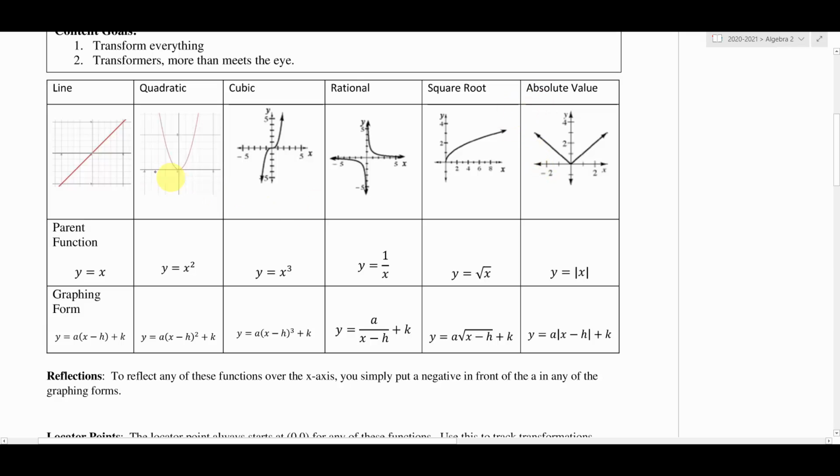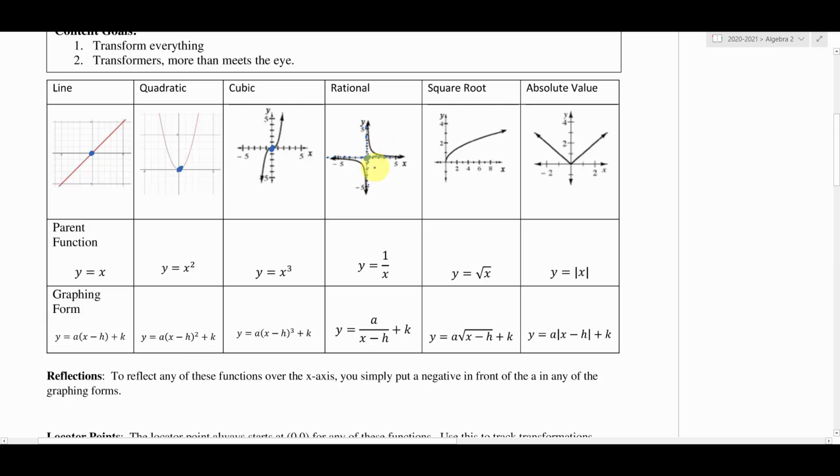Something that didn't get drawn in, you might want to draw on, are the locator points. All of these functions have locator points that start at 0, 0. So when we see that parabola, the locator point is at the vertex. For the cubic, it's here at this point of inflection, but it's still at 0, 0. So if I run across a cubic that's been moved, I'm going to look for that little inflection point where it flattens out. For the rational function, that locator point is at the intersection of the asymptotes, which again occurs at 0, 0 before it's been moved.